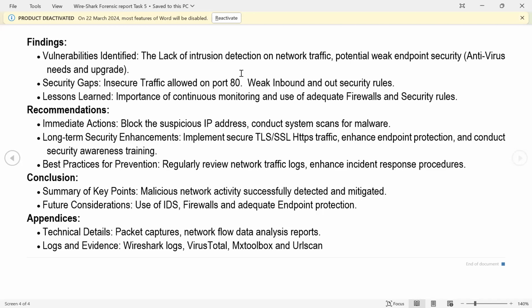Traffic allowed on port 80, which shouldn't have happened. So there's a weakness in that port, hence the security gap. So obviously, maybe some security rules need to be tightened around that area. Then he included the lessons learned, importance of continuous monitoring.